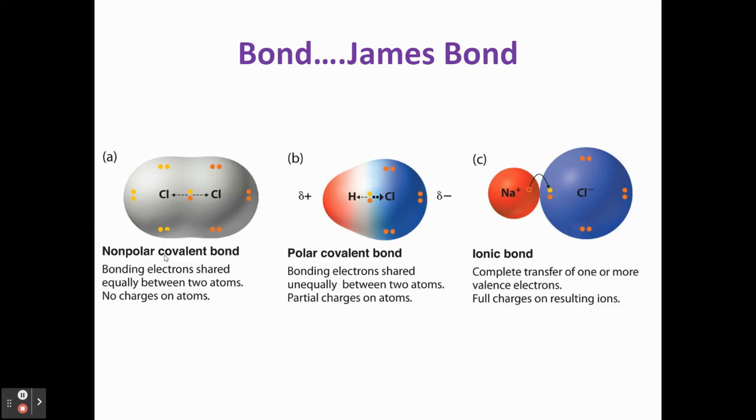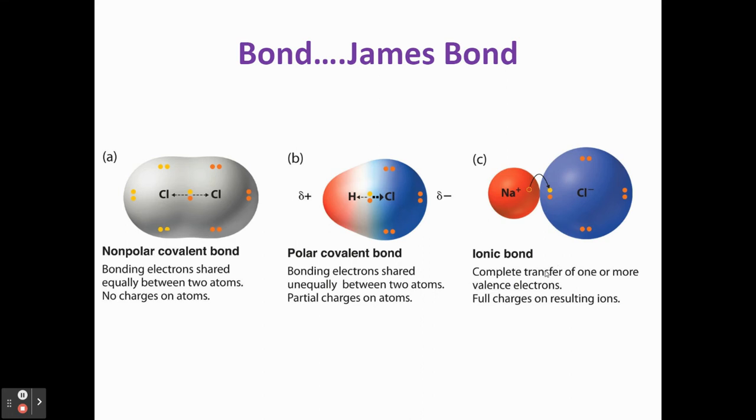A non-polar covalent bond is when the electrons are shared equally between 2 atoms. There are no charges on either end. A polar covalent bond is when the electrons are spending more time around one of the atoms than the other. In this case, we see chlorine is attracting the electrons more than the hydrogen.